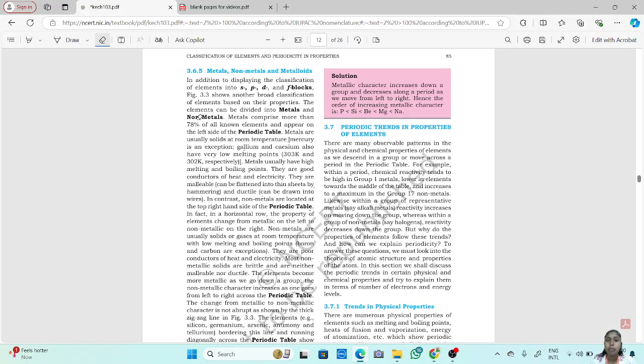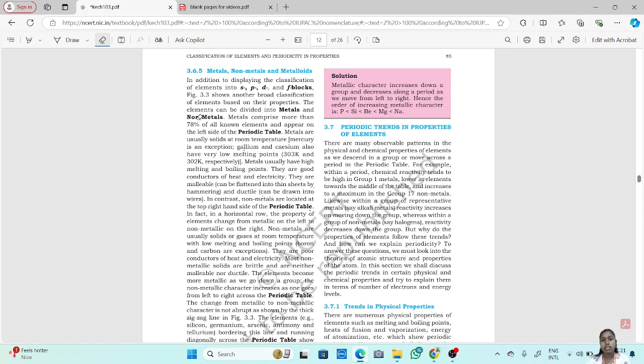Then we also saw the s-block, d-block, f-block and p-block elements, how they are classified and what the characteristics of each block are. Then we also saw metals, non-metals and metalloids. Now in today's video we will see the periodic trends and properties of elements.